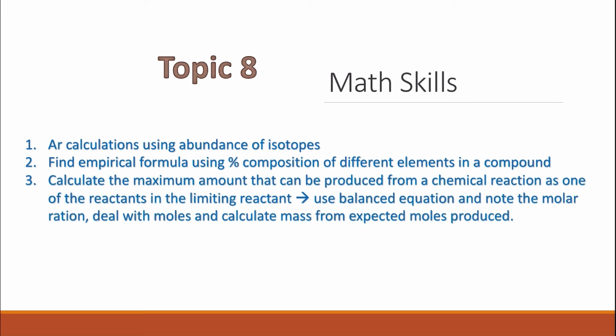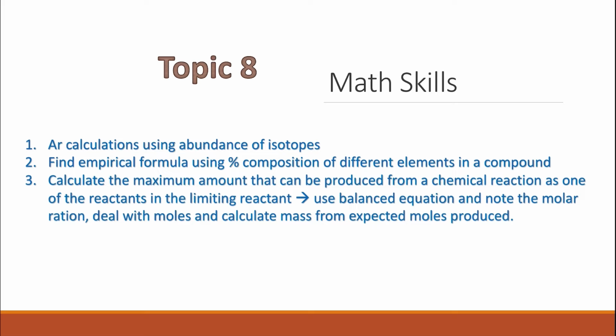Calculate the maximum amount that can be produced from a chemical reaction, as one of the reactants is the limiting reactant, meaning you are using one reactant and reacting it with an excess of another one, and they ask you to calculate the maximum amount that can be produced of one of the products.